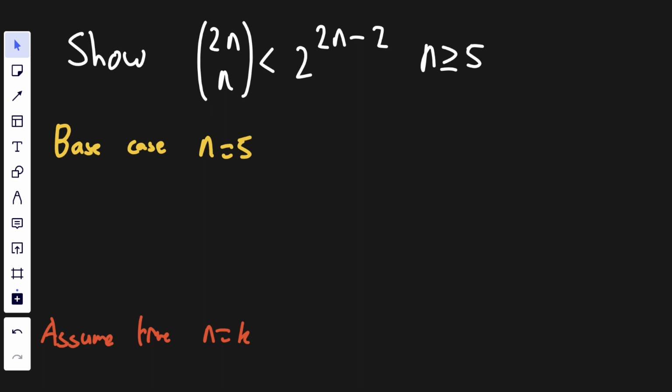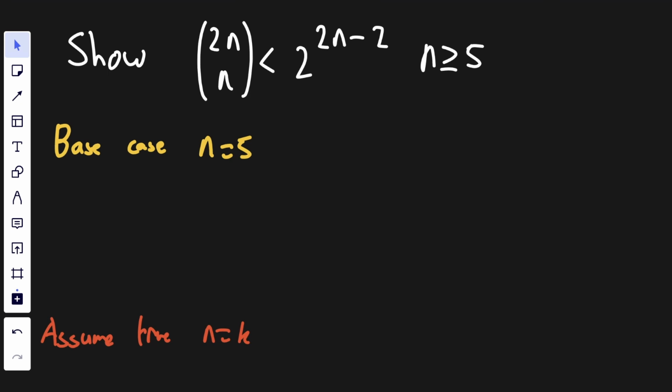In this video, we're going to have a look at an example that is much more difficult than our previous examples. Why is it much more difficult? Well, we're dealing with a choose function. Choose functions are historically very difficult to work with, but we're going to use a trick: if we convert the choose function into factorials, it's generally much easier to work with.